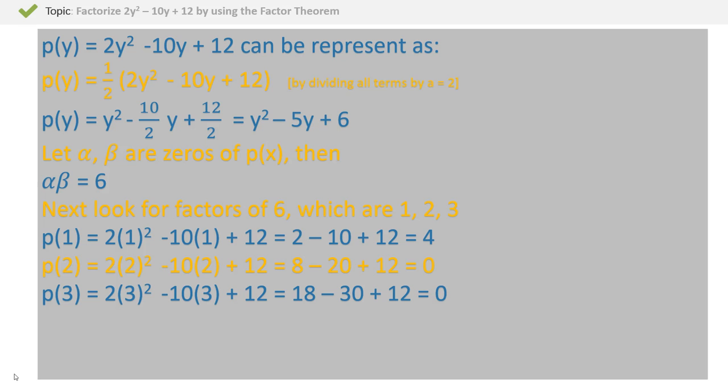which concludes 2 and 3 are the values of alpha and beta, the factors of 6 which make your polynomial 0, and hence p(y) can be represented as 1 by 2 multiplied into (y minus 2) and (y minus 3). That is where you are using the factor theorem, where your constant term factor is being used to really identify the zeros of the polynomial, which gives you different factors of the polynomial.